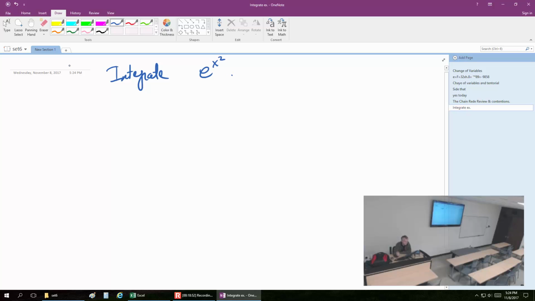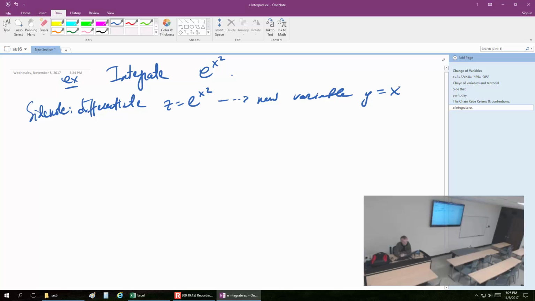Okay, so first of all, let's differentiate quickly, as a side note. We differentiate just to see how it works out. There is no problem. So z is equal to e to x squared. I introduce a new variable, y is equal to x squared.